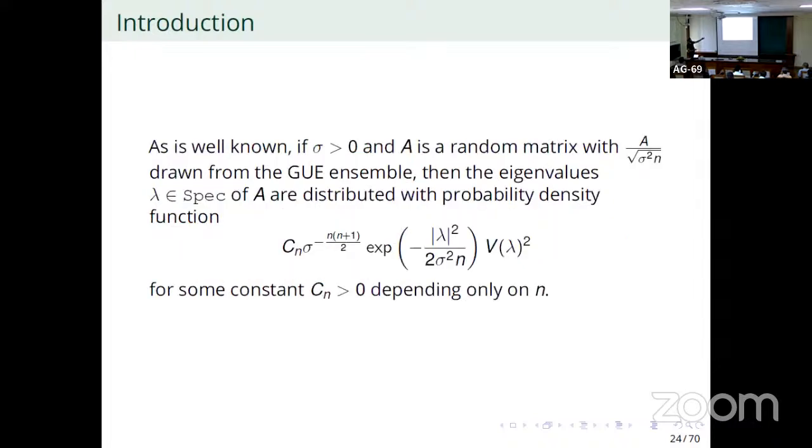So this is the explicit form of the eigenvalues of a GUE matrix. So note this V lambda squared here, and there's an exponential term as well, but there's V lambda squared. So if the Vandermonde determinant corresponding to the eigenvalue is big, that's an indication that it's more likely to see those eigenvalues.